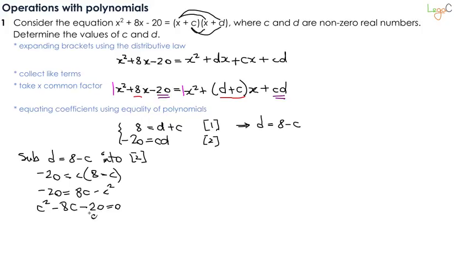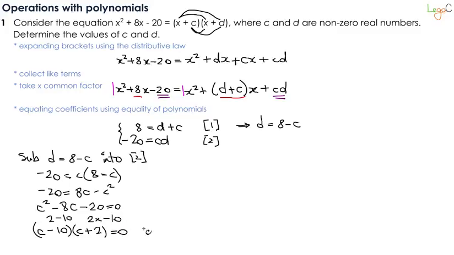At this point, we have to solve this quadratic equation in c. So if we look at negative 20, let's find two numbers that multiply to give us negative 20. So that would be 2 and negative 10. 2 times negative 10 is negative 20, and 2 take 10 equals negative 8. So here are the solutions: (c minus 10)(c plus 2).